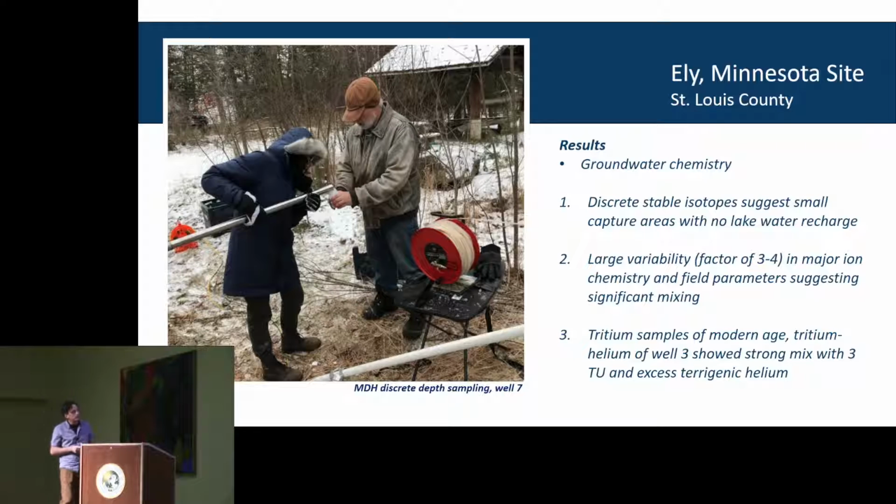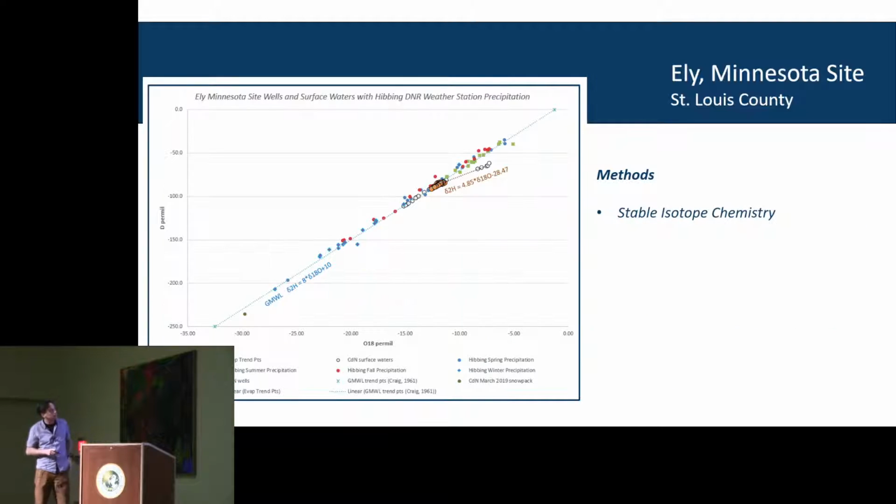And then the tritium sample at well 3, which was not the target well that the dye was shown in, we did find very young modern tritium age there, but there was also excess terrigenic helium, which suggested a really old age to that lower brine water.